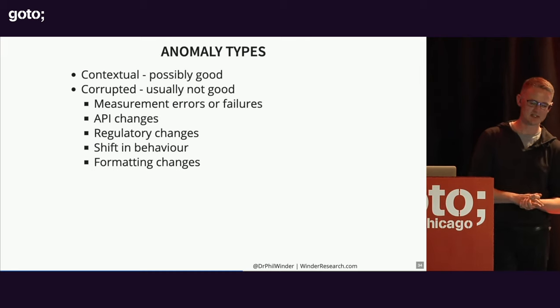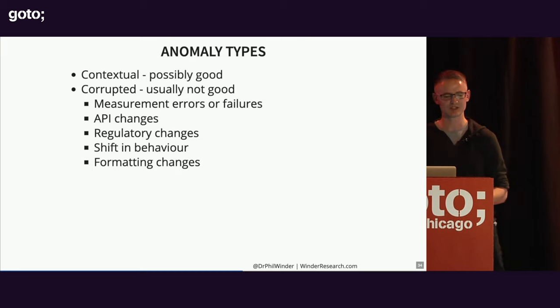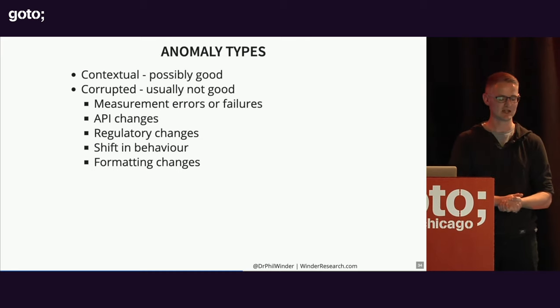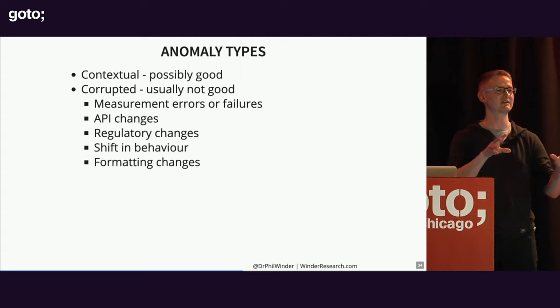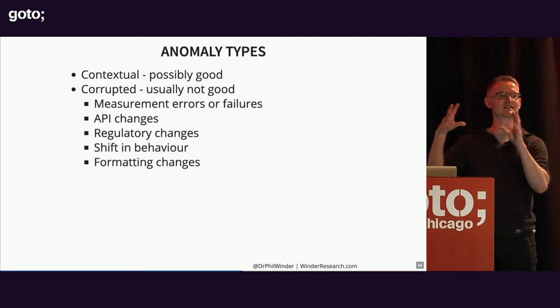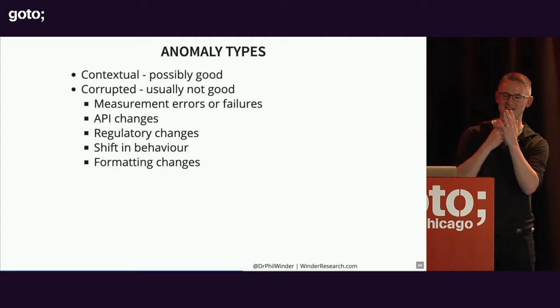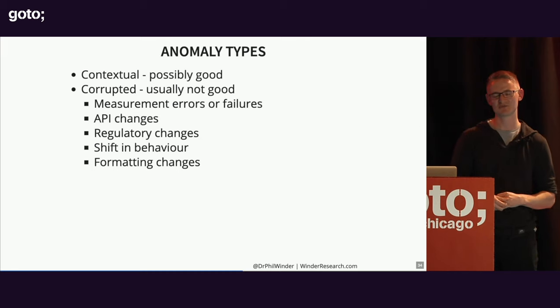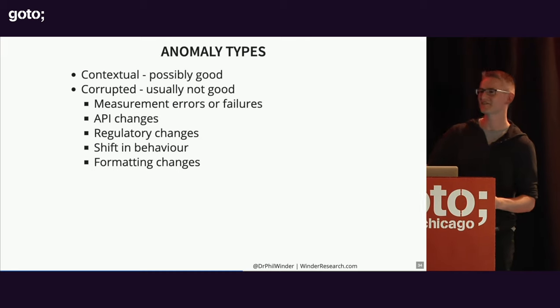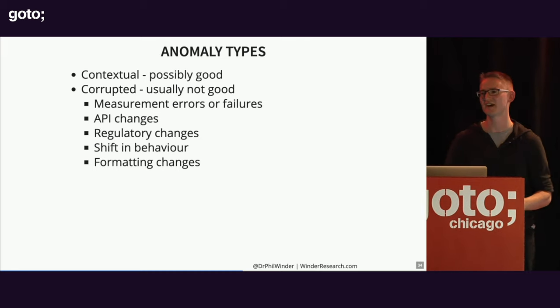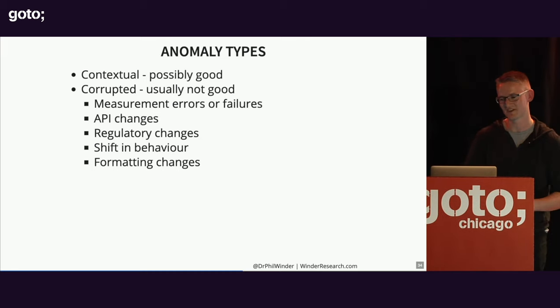But quite often, it's not a good thing, and we call it a corruption. Your data's been corrupted, and that can be due to anything from measurement failures, API changes, regulatory changes. If you go from having no GDPR law to instantly having GDPR law, the huge swath of the advertising industry cannot use the data that they once had, or not even use the same models that they once had.